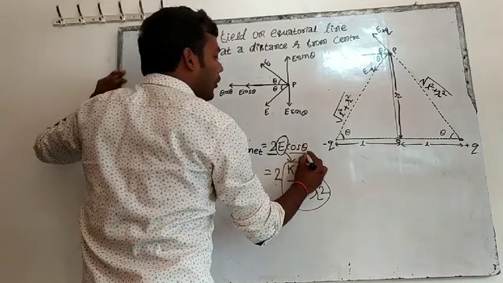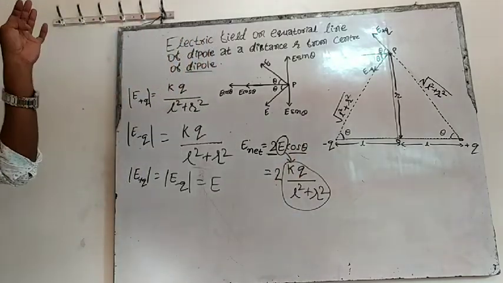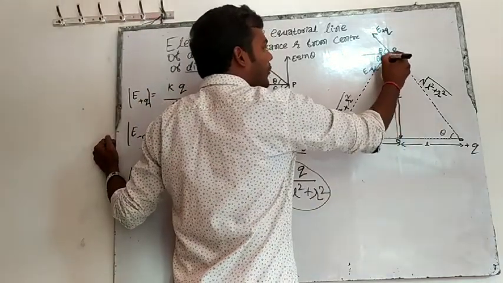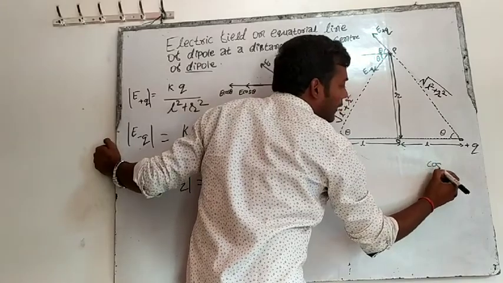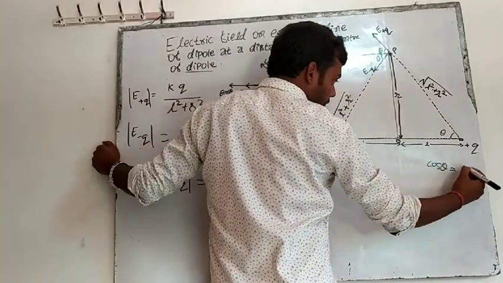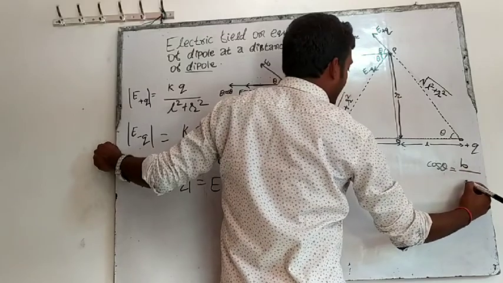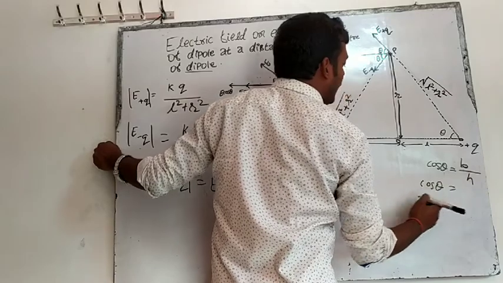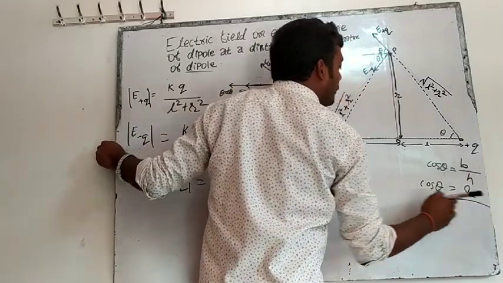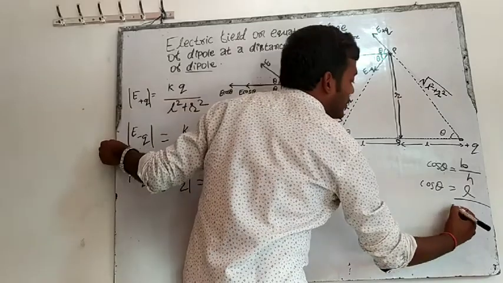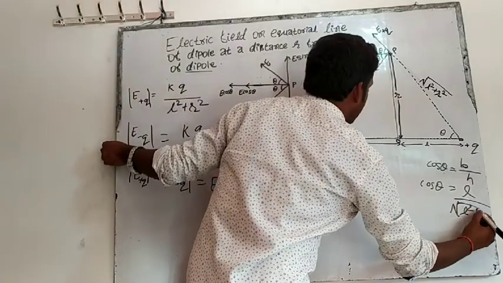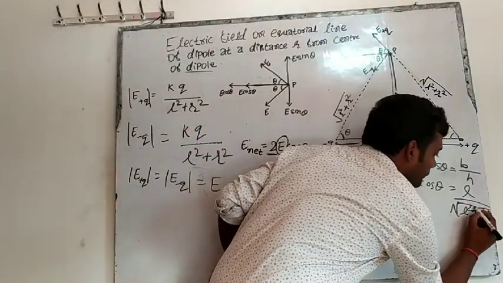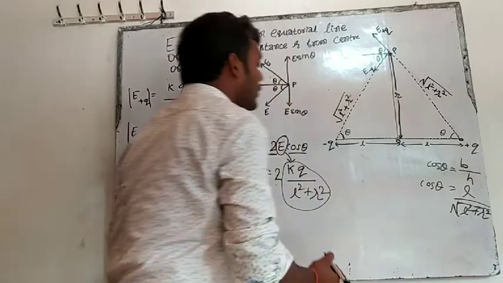Now we have to write cos theta. Let us understand the meaning of cos theta. See this triangle. In this triangle, can we find cos theta? Cos theta is equal to base by hypotenuse. What is the base here? The base is equal to L. And what is the hypotenuse? The hypotenuse is the square root of L square plus R square.